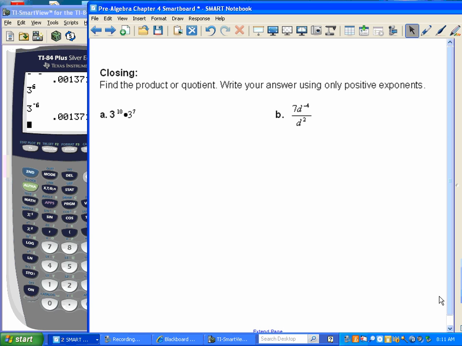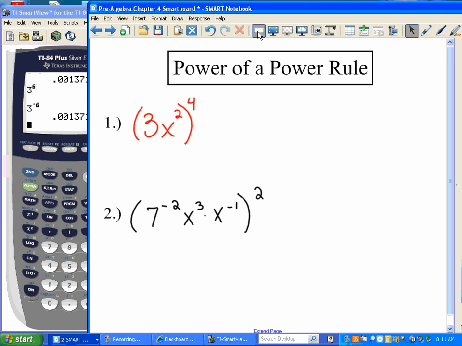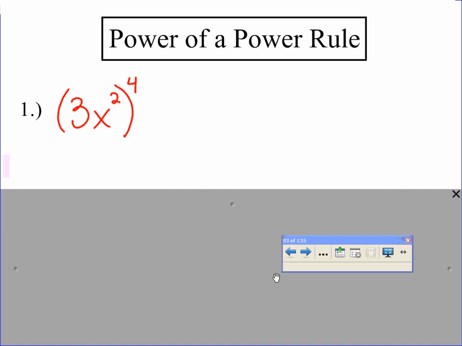Okay, letter A on the closing. Emma M., what did you get? Good. Charles, letter B on the closing. Good. 7 over D to the 6th. Questions on either of the closing problems? Too easy. All right. In your notebook or on a piece of paper, I want you to title it Lesson 4.6, and then at the top put Power of a Power Rule.